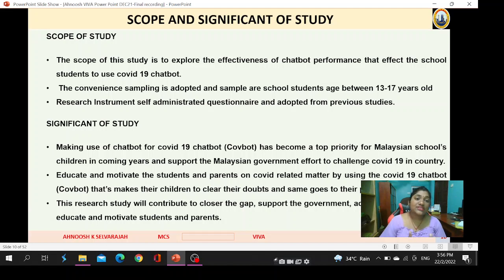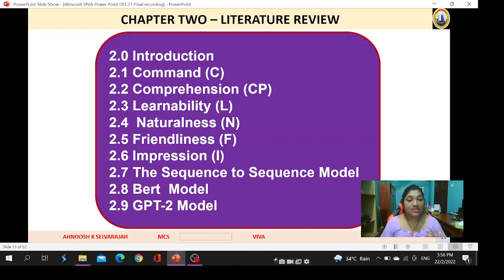The method used is convenience sampling, and the sample is school students aged between 13 and 17. The research instrument is self-administered questionnaires. The significance of the study is to educate and motivate students and parents on COVID-related matters and clear their doubts. This research also helps academicians, the government, business educators, and motivates students and parents. Chapter 2, the literature review, is all about the variables and also the models.